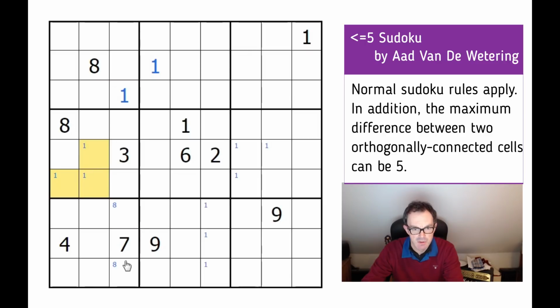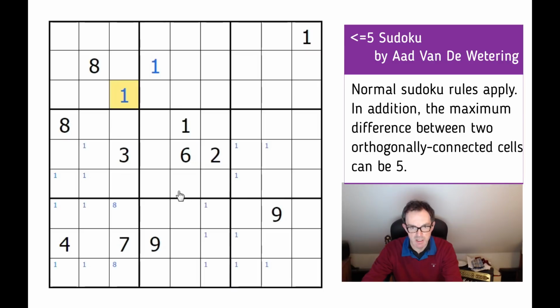Now, down here 1 can't go next to a 7, but 1 can be in any of those 4 squares. I'm going to pencil mark it, why not? And down here 1 can't be next to the 9, so 1 is in 3 positions down here. So we've got a plethora of pencil marked 1s, but only 2 digits.